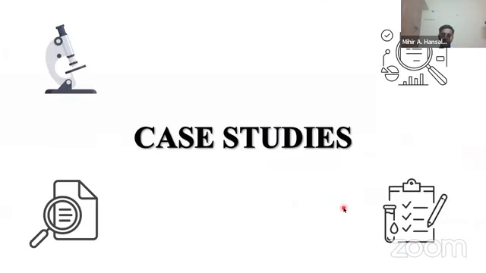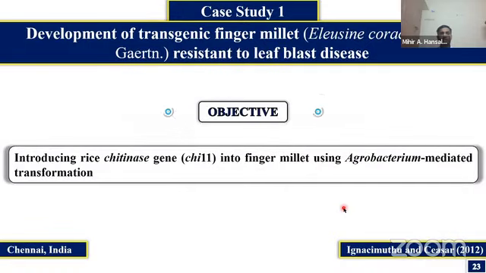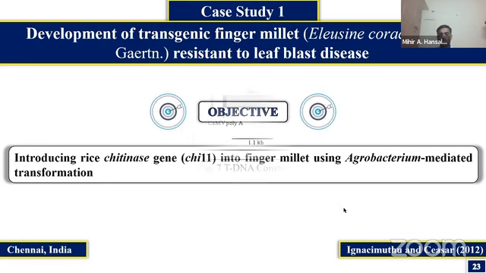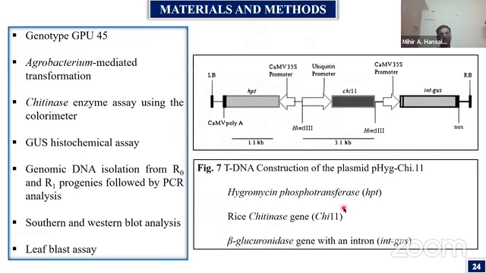Now, case studies. The first case study is on the development of transgenic finger millet resistant to leaf blast. The objective of this case study is introducing the rice chitinase gene into finger millet using Agrobacterium-mediated transformation, conducted by Ignacimuthu and Ceasar in 2012 in Chennai, India. The material is GPU45, where the rice chitinase gene was inserted into GPU45 by Agrobacterium-mediated transformation.